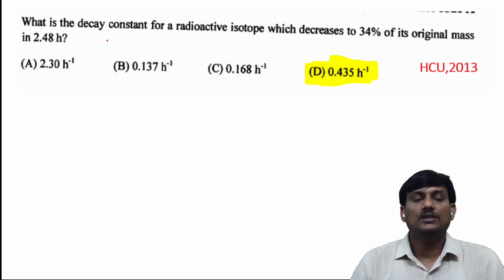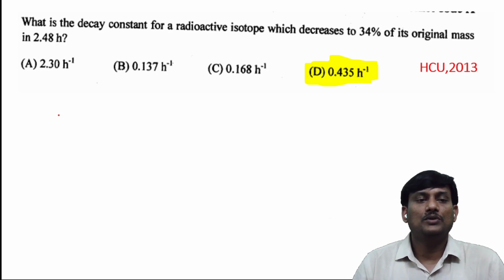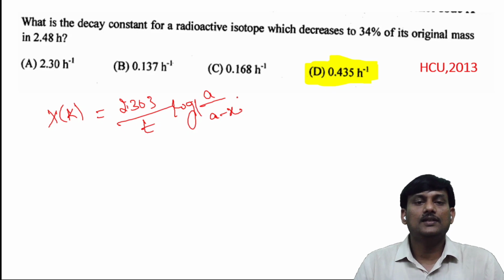What is the decay constant? In first order kinetics, decay constant means it's a rate constant for a radioactive isotope which decreases to 34% of its original mass in 2.48 hours. So what is the decay constant? We have to calculate lambda or K. K is equal to, we know the equation, 2.303 by T log initial concentration by final concentration, or initial number of nuclei by final number of nuclei.